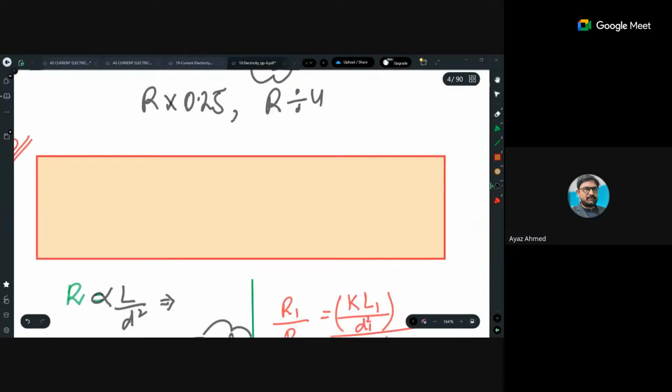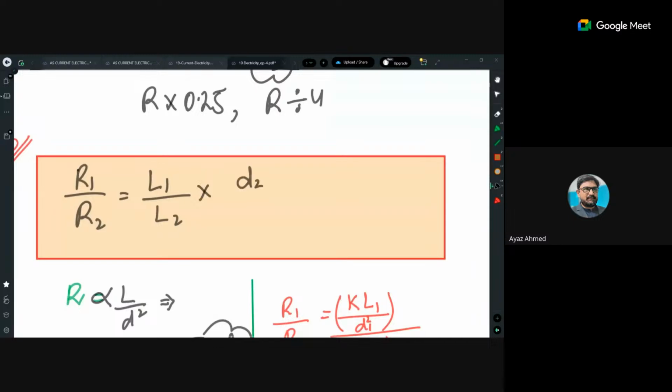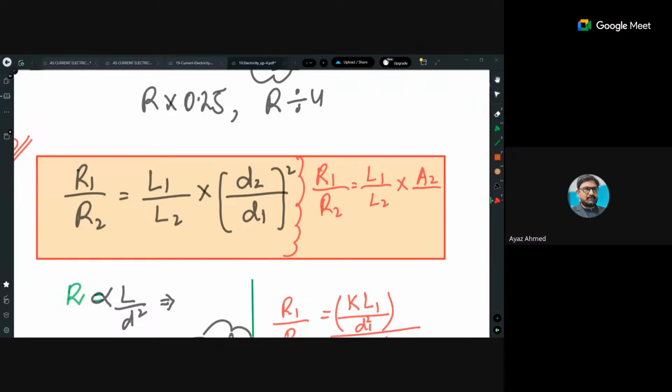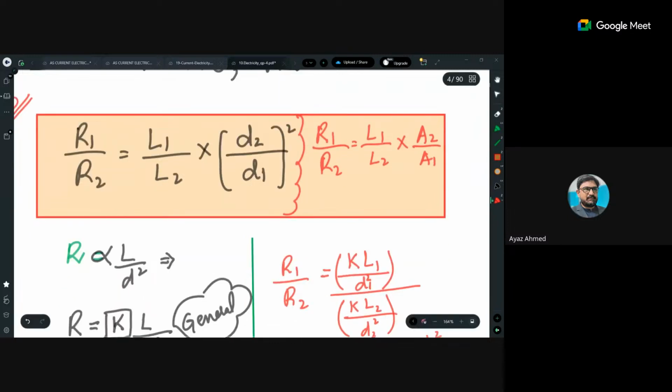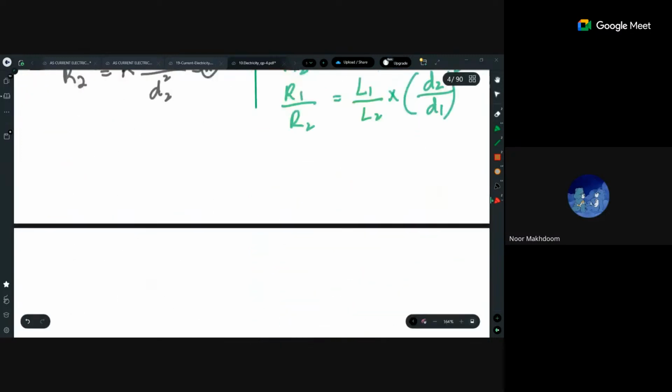Yes, come up with the question. Can you scroll down? Just a second. R1 divided by R2 equals L1 divided by L2 into D2 divided by D1. If it is diameter, then just take the square. And if it is only area, then your master equation would read this way: R1 divided by R2 equals L1 divided by L2 into A2 divided by A1. That's it. No squaring. Okay?